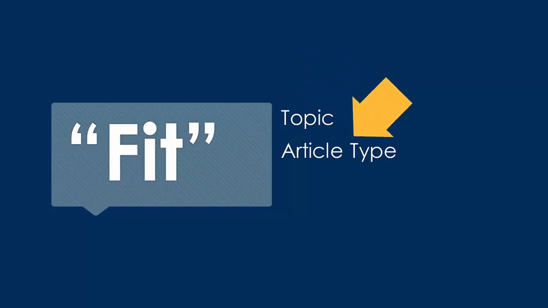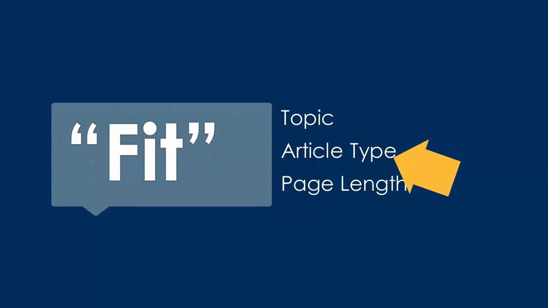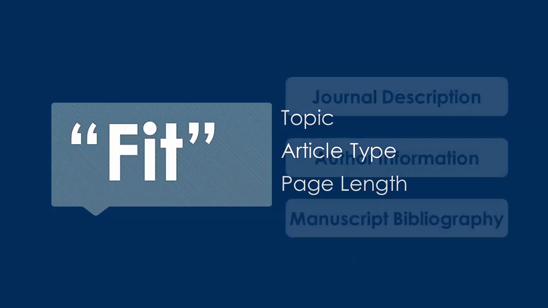But fit can also indicate a parameter such as article type, as some journals will only publish qualitative studies and others only quantitative studies. Many journals will only publish articles within a specific word or page range, and submitting a 40-page manuscript to a journal that only publishes articles ranging from 10 to 15 pages in length is sure to lead to rejection and another delay in publication.